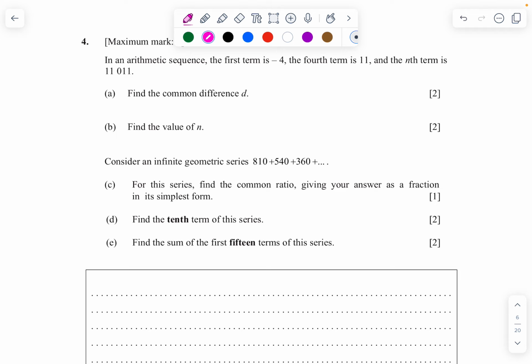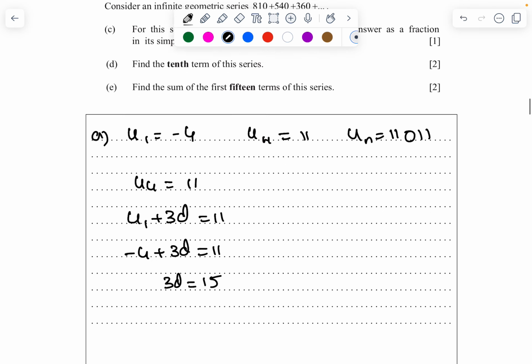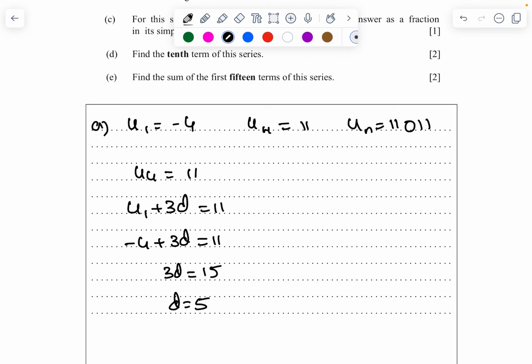Next, question number 4. In an arithmetic sequence, the first term is minus 4. So u1 equals negative 4. Fourth term is 11, so u4 equals 11, and the nth term equals 11,011. Find the common difference and n. So u4 means u1 plus 3d equals 11, minus 4 plus 3d equals 11. 3d equals 15, which gives me d value as 5.